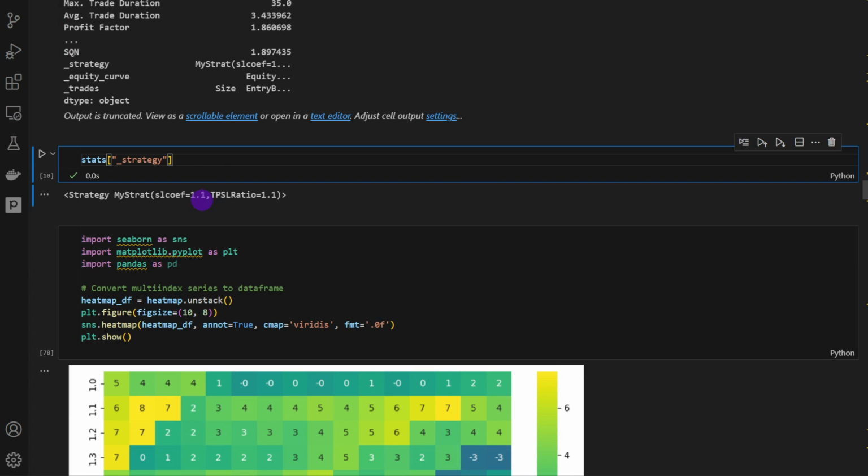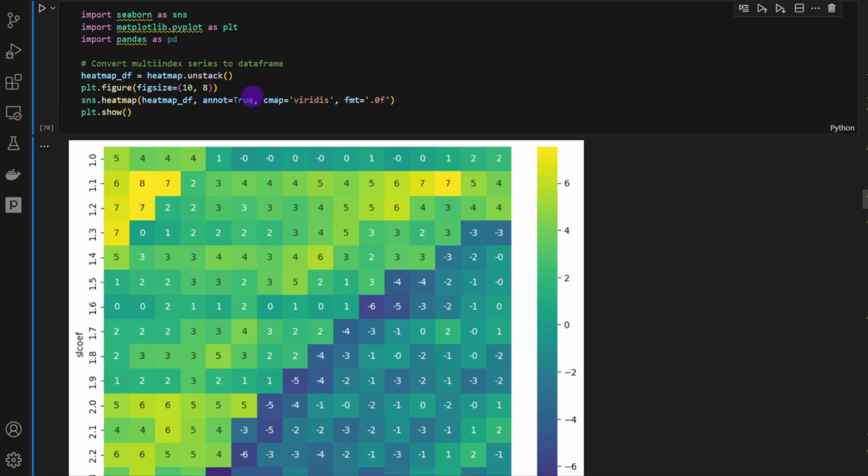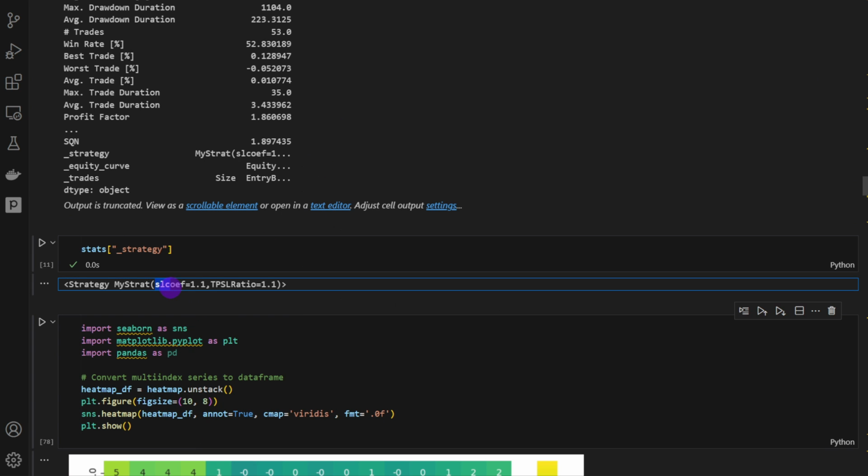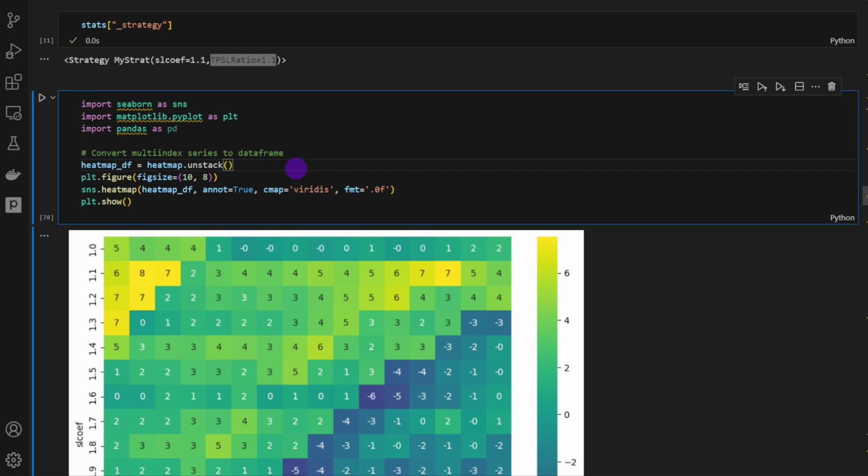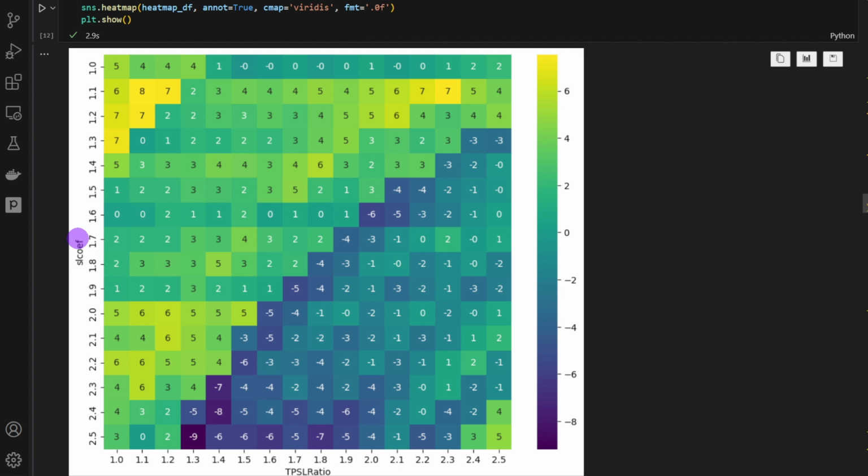Well, first of all, before we apply this testing, I'm going to show you the parameters. So here these are the optimized parameters. The stop loss coefficient is 1.1. Take profit stop loss ratio is also 1.1. And if we visualize the results on a heat map, we can see the stop loss coefficient here on the y-axis, the take profit stop loss ratio on the x-axis. This zone is all in negative, and we should stick to this zone. So we will be using a stop loss coefficient of 1.1 or 1.2, and a take profit stop loss ratio of also 1.1 or 1.2, just to stick in this positive zone right here.